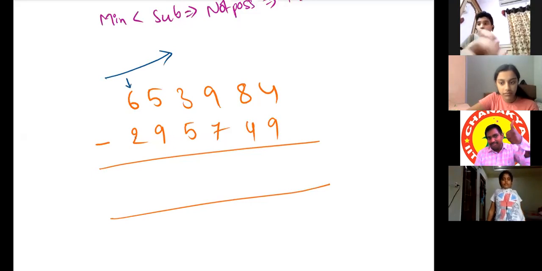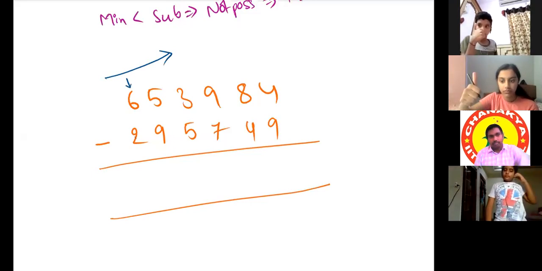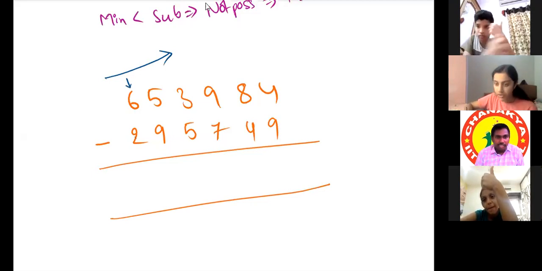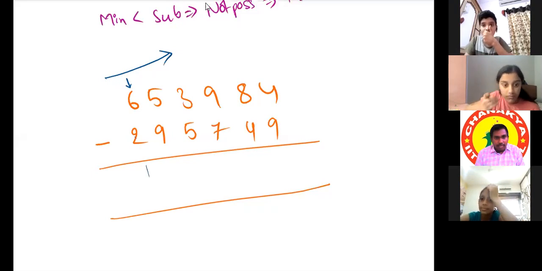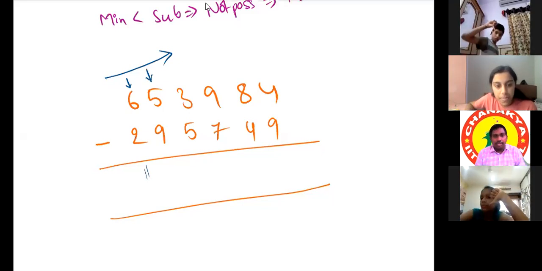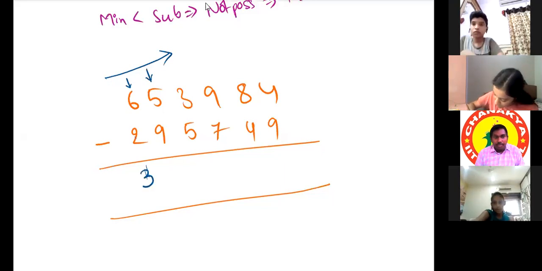Match, mismatch. First column, match or mismatch? Match. Means direct subtraction is possible. So 6 minus 2 is 4. See here, all of you. Before writing 4, see whether the next column is a match or mismatch. Mismatch. So if it is a mismatch, reduce that 4 by 1. So we have to write 3. In the previous case, additions, by seeing the next column, we increased 1. In subtractions, we are reducing 1.